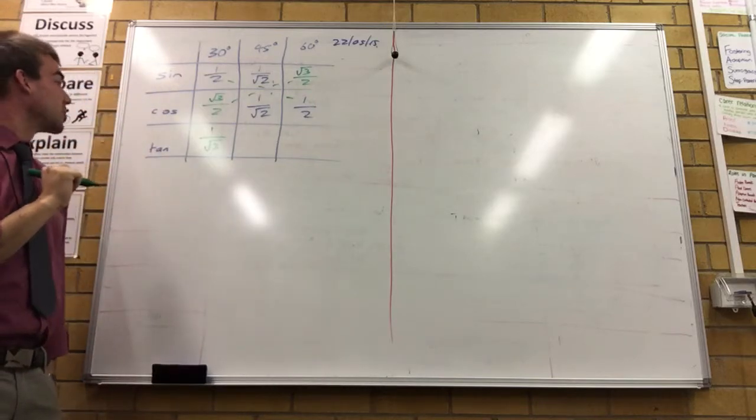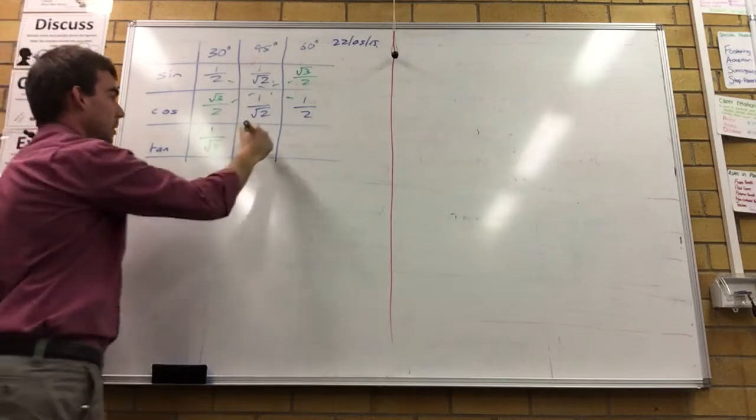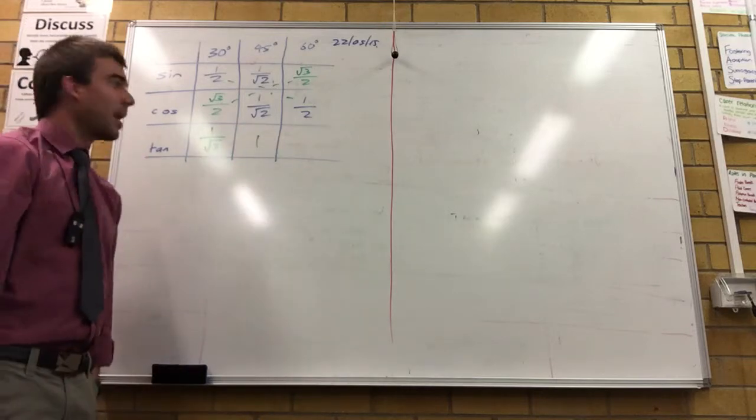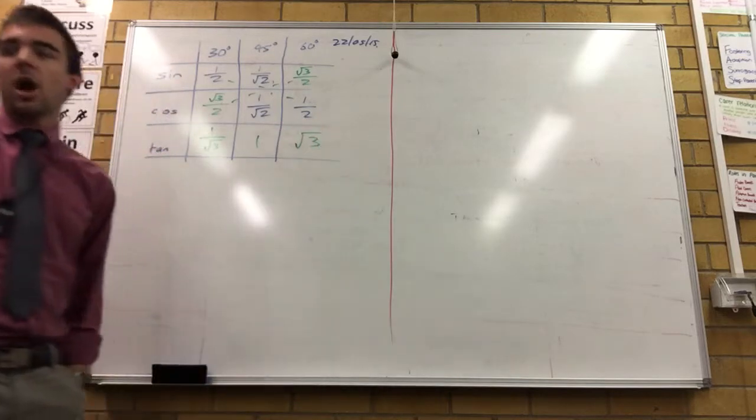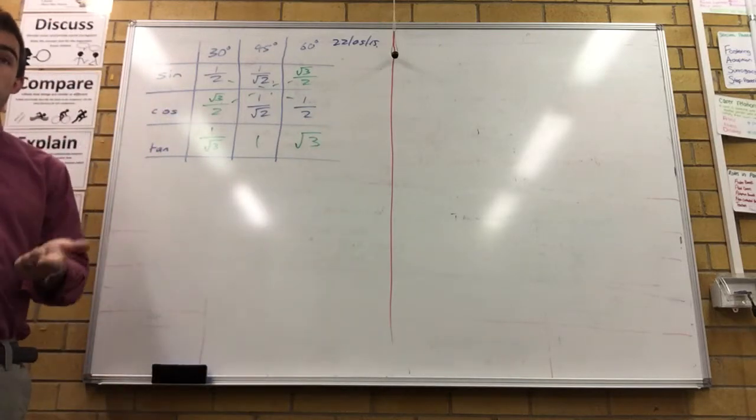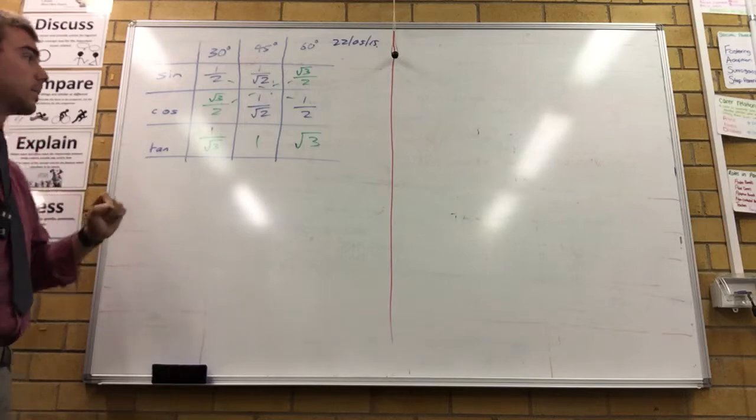Okay? Alright, tan of 45. 1. Yes! Got this. And tan of 60 is root 3. Alright? So, you need to either derive it or remember it. Okay, this is a requirement.